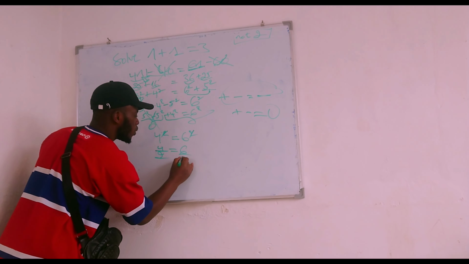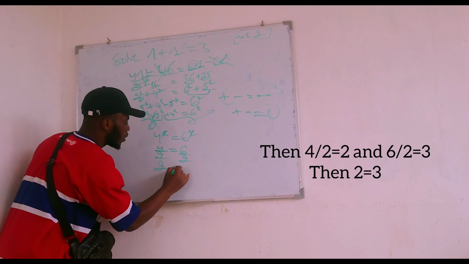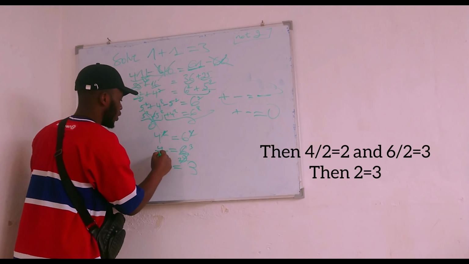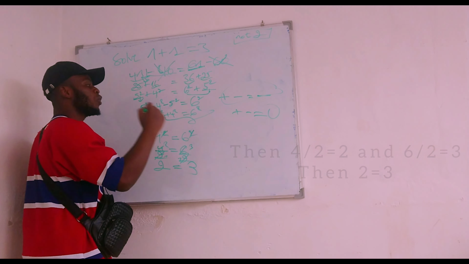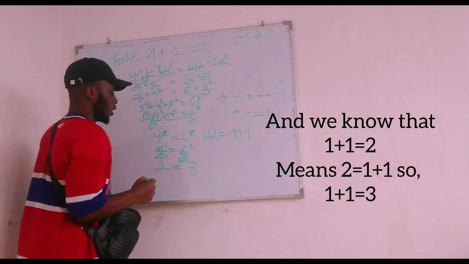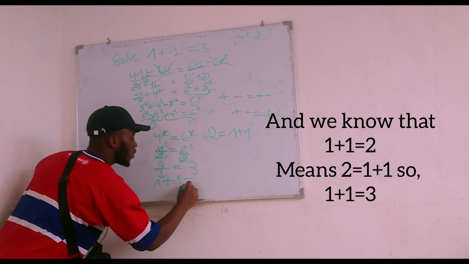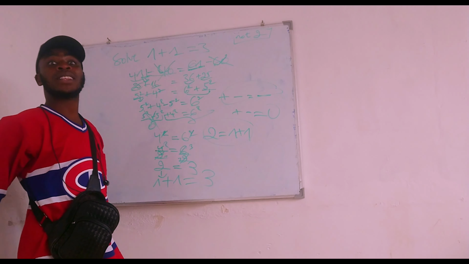So divide by 2 on both sides. Then you're left with 2 equals 3. And you know that 2 equals 1 plus 1. Then it means 1 plus 1 equals 3. Thank you. Mathematics.